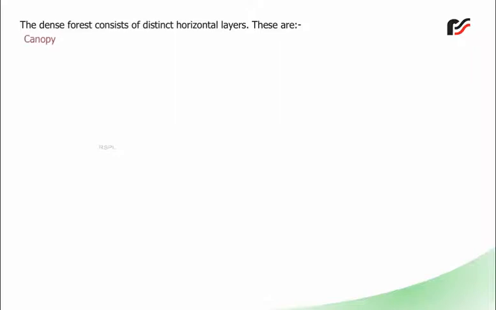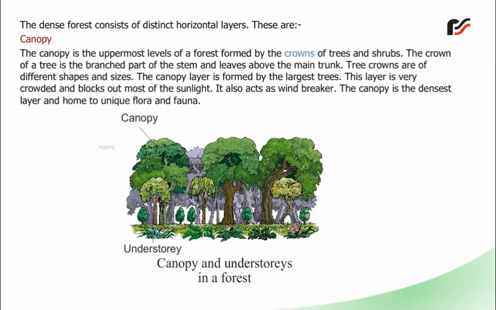These are Canopy. The canopy is the uppermost level of a forest formed by the crowns of trees and shrubs. The crown of a tree is the branched part of the stem and leaves above the main trunk. Tree crowns are of different shapes and sizes. The canopy layer is formed by the largest trees.